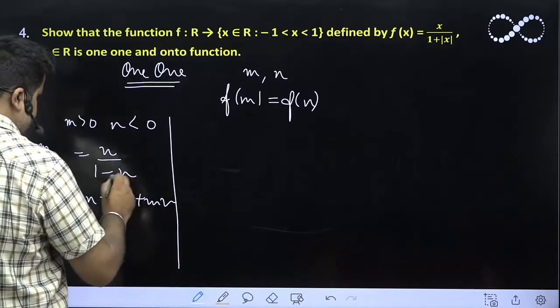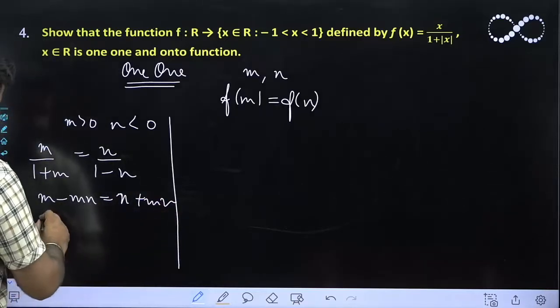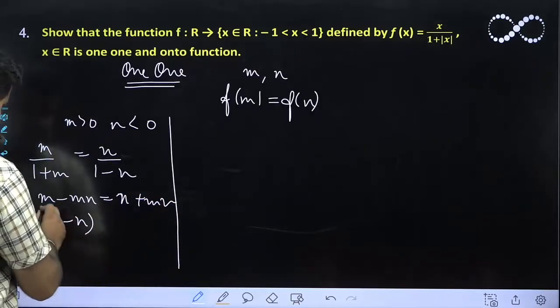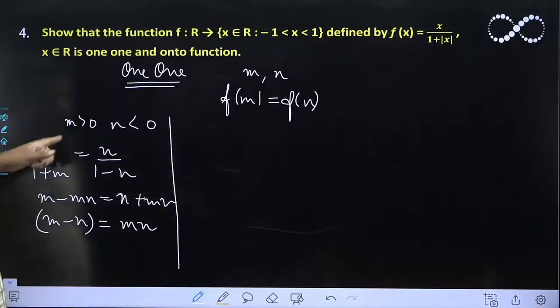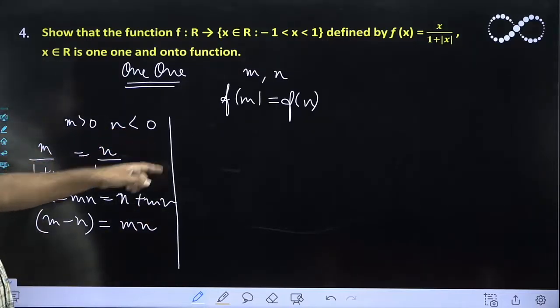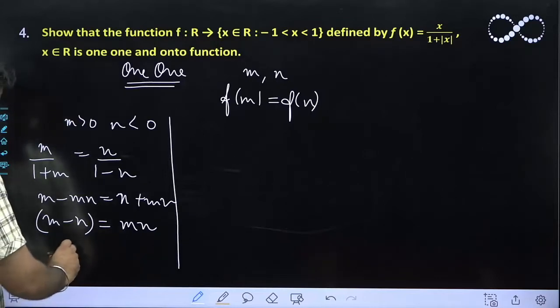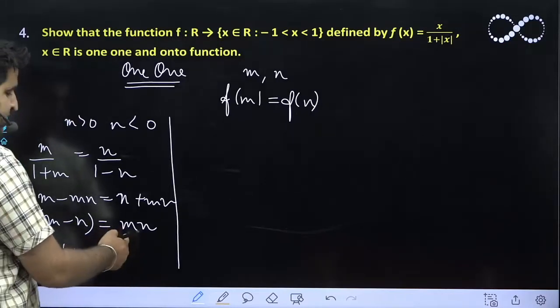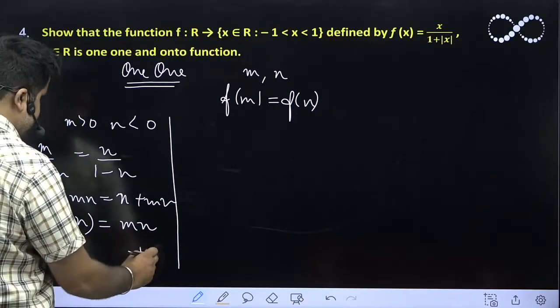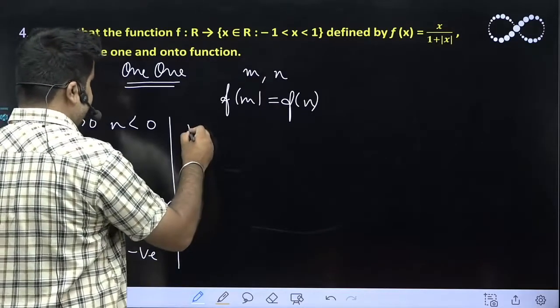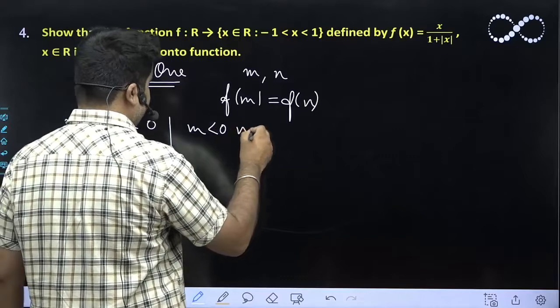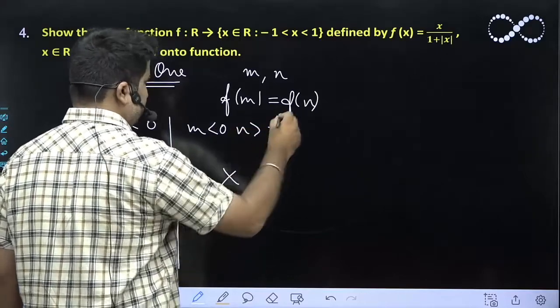M minus mn is equal to n plus mn. So you get m minus n is equal to m times n. Now m is greater than 0 and n is less than 0. So this thing is positive. One is positive, one is negative. This thing is negative. So this is not possible. Similarly, m less than 0, n greater than 0, not possible.